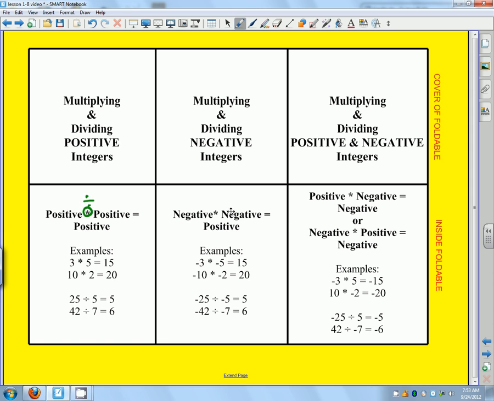And then a negative times a negative is a positive, or a negative divided by a negative is a positive. So if they're the same, they're both always positive. If you have 1 and 1, so a positive and a negative, or a negative and a positive, your answer is always going to be negative if you have 1 of each.